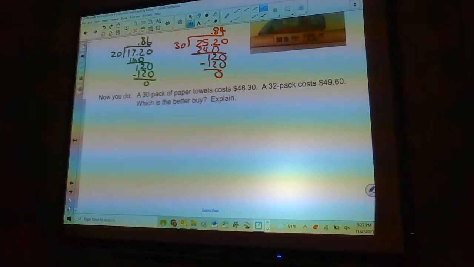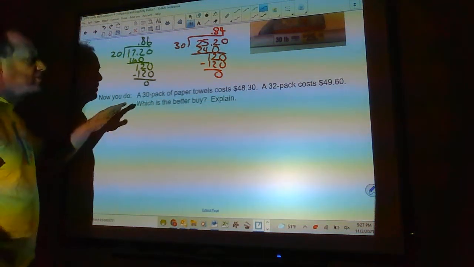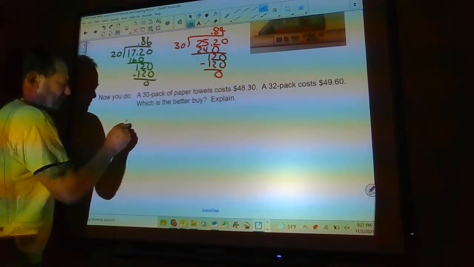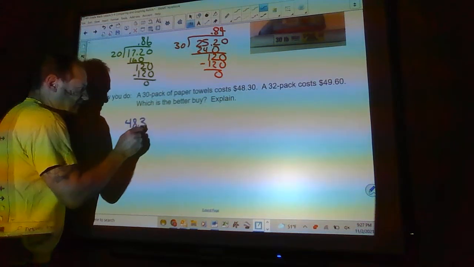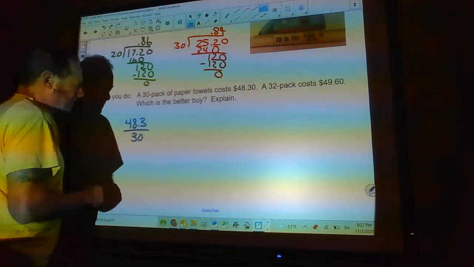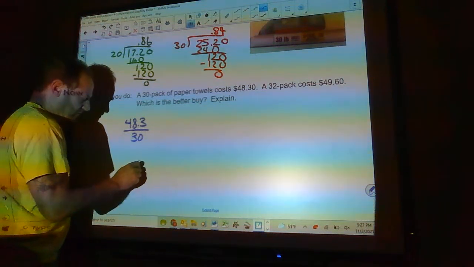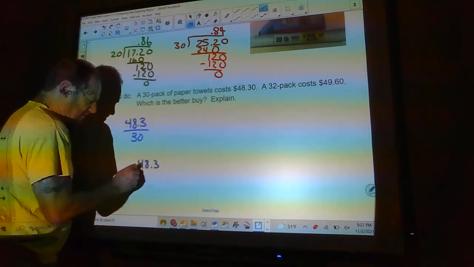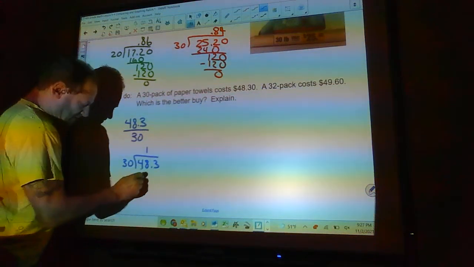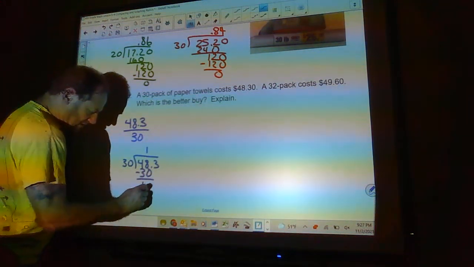Okay, so what you're going to want to do is figure out how much each paper towel roll costs in each package. So this is $48.30 for a 30 pack. I'm going to go ahead and divide that. 48.3 divided by 30. So that's going to go in there one time. That's 30. That leaves 18.